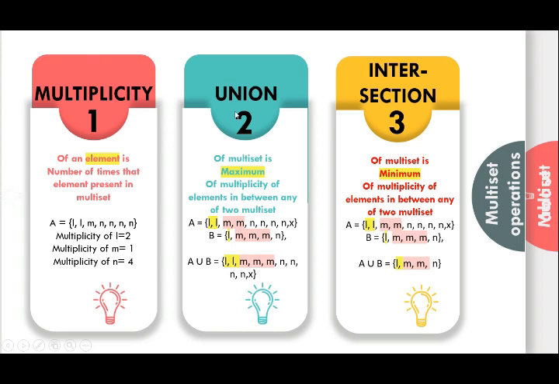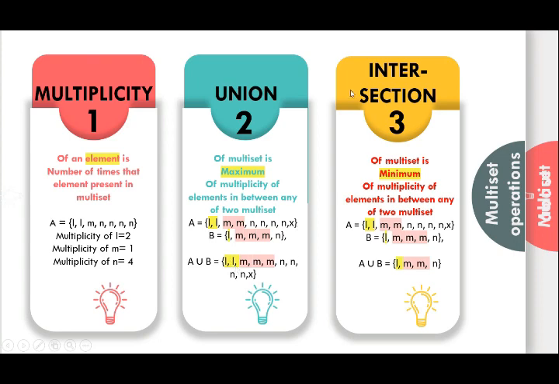The union of 2 multisets will be the maximum of the multiplicity of the element in either of the 2 sets. It means from these 2 sets, which is the maximum occurrence of that particular element. Here L appears twice, here L appears 1 time. So this twice appearance is more. So we always pick the maximum repetition of that element, and that will be our result.